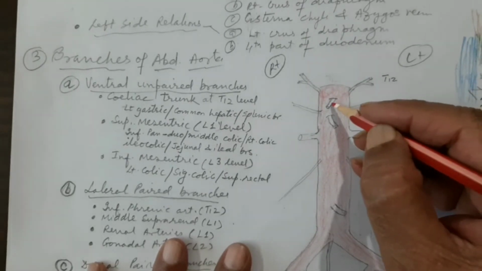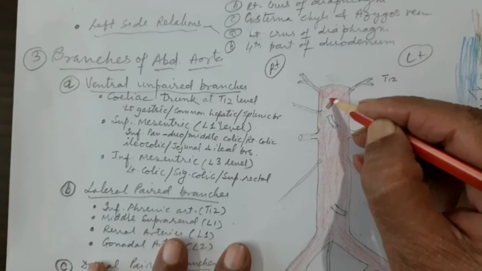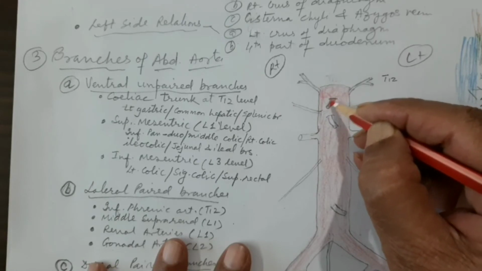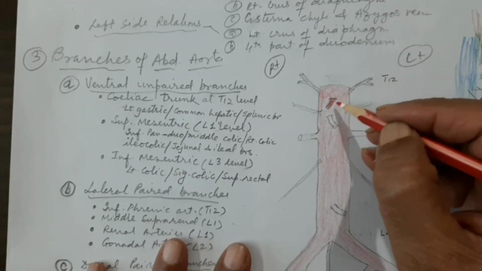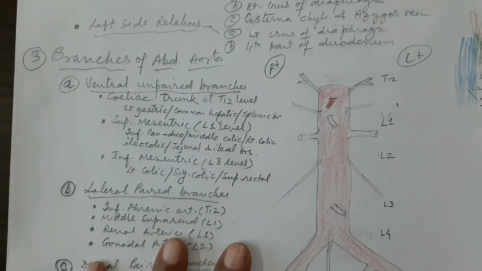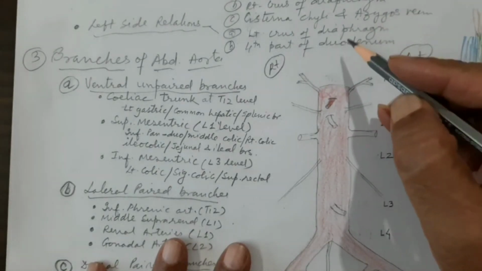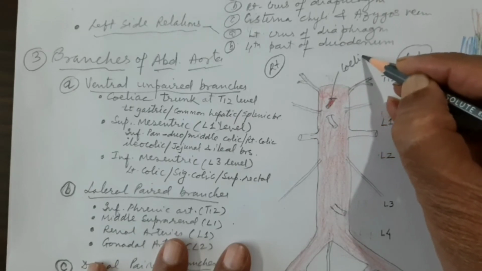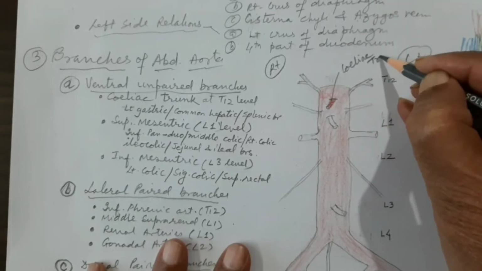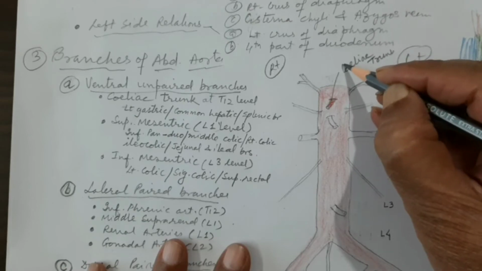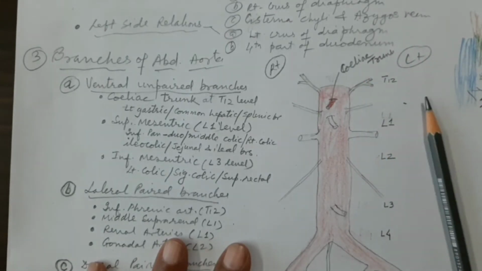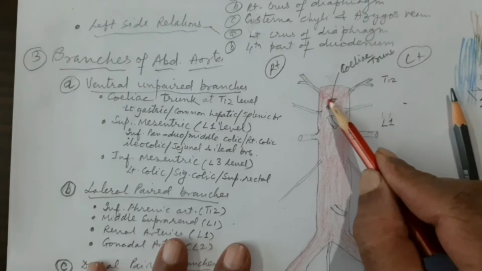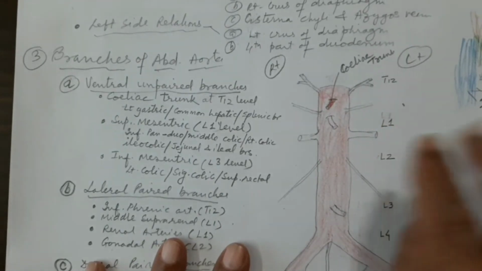The first branch which arises from the ventral aspect, which I am drawing here, is the celiac trunk. I will write here celiac trunk. It is a thick branch. Why is it thick? Because it immediately breaks up into three major branches.